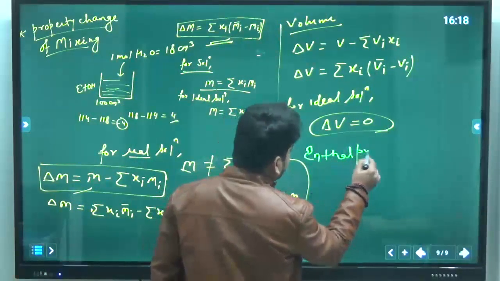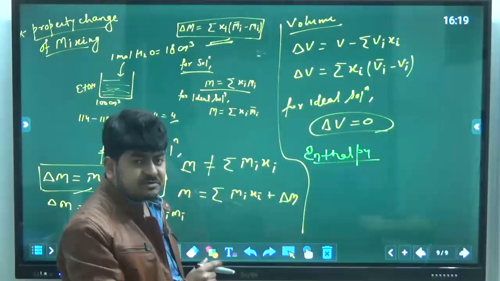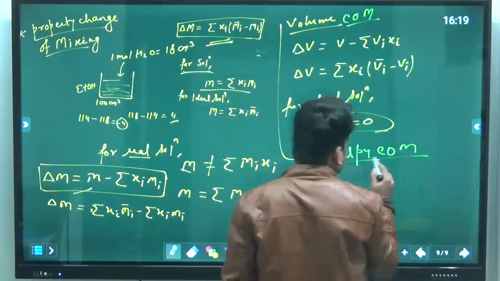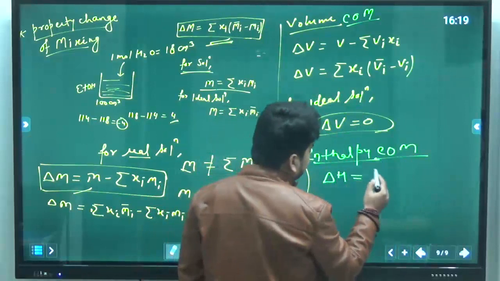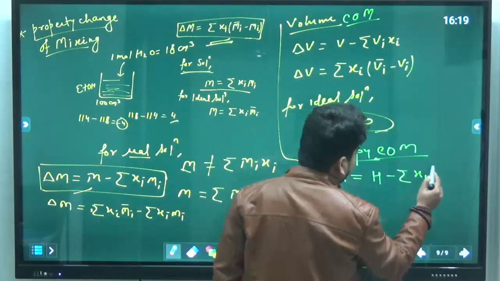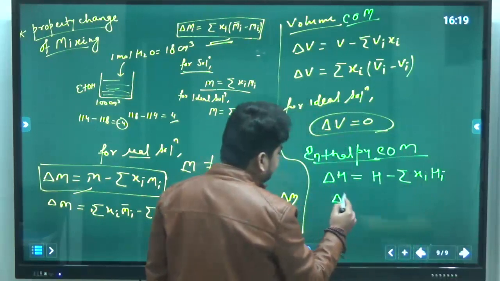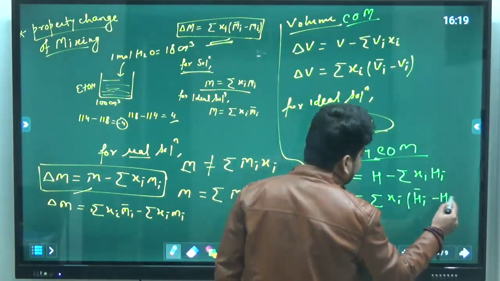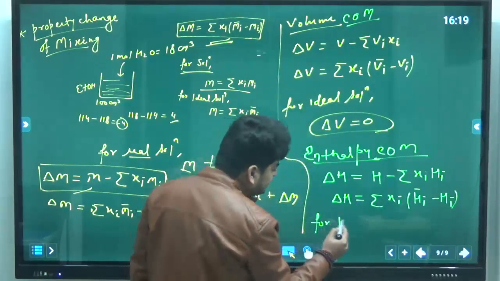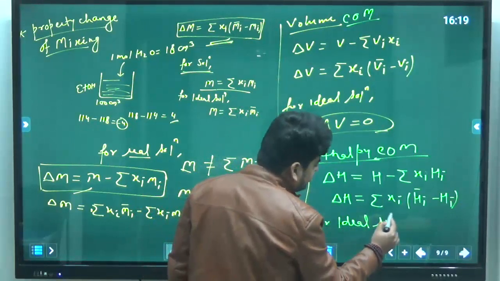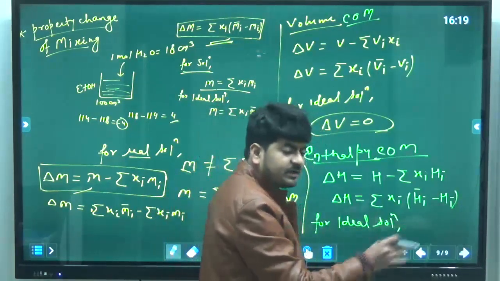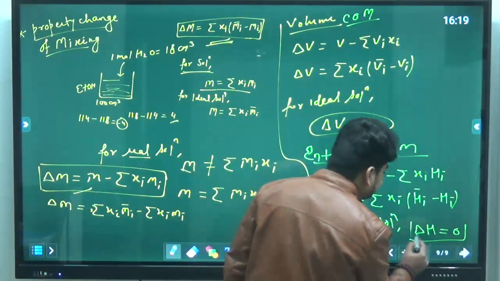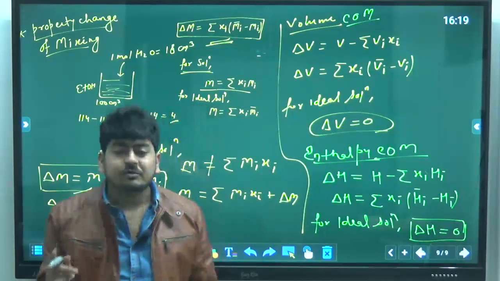Similarly, if you talk about enthalpy, that is enthalpy change of mixing; this was the volume change of mixing. So it will be delta H is equal to H minus summation of Xi into Hi, or you can say delta H is equal to summation of Xi Hi bar minus Hi. And for ideal solution, I am writing directly, I am not doing any derivation for that; for that you can attend the classes. Delta H of mixing will be 0.